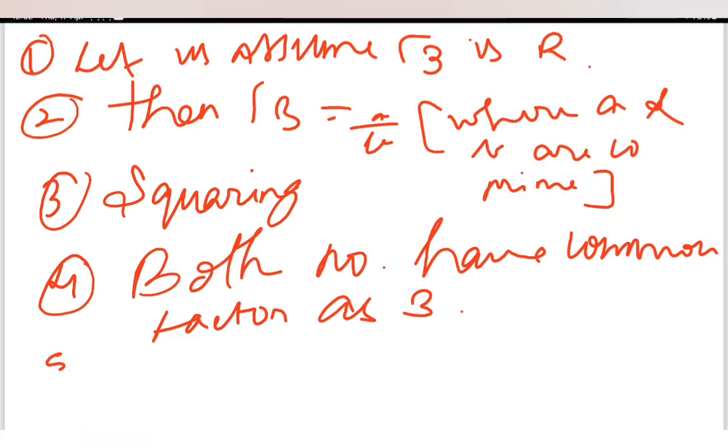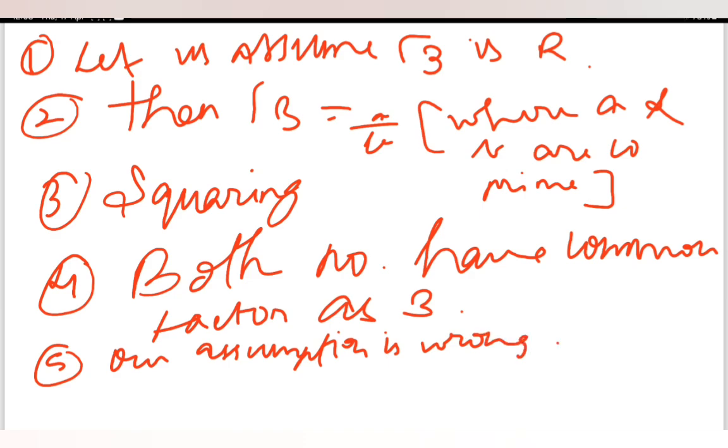Now the fifth statement would be, our assumption is wrong. Assumption is wrong. Therefore, finally, the final statement would be, therefore root 3 is irrational. So take a screenshot. These are important statements. I will give you in the description. Okay, so let's go to the second sum.